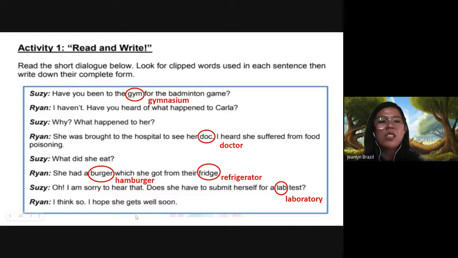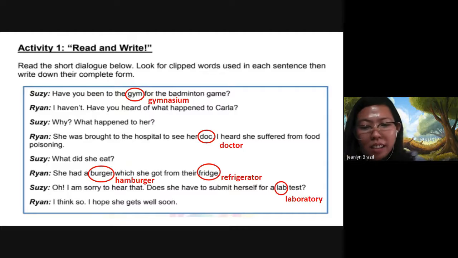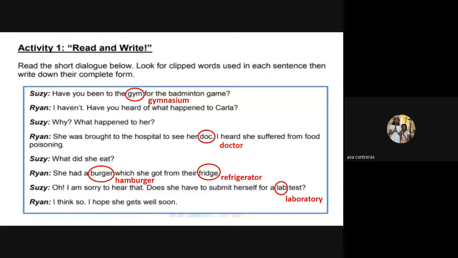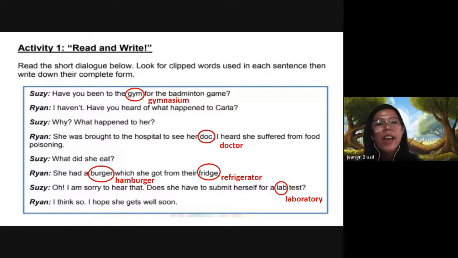Okay, I think so. I hope she gets well soon. Is there a clipped word in this sentence? Raise your hand, please, Ava. No. Ava? No. Okay, there is no clipped word or none. Wala. Walang clipped word. So we have 5 clip words. Ano yung mga 5 clip words natin? Sino naman ang pwedeng magbasa ng 5 clip words? Yes, Princess?